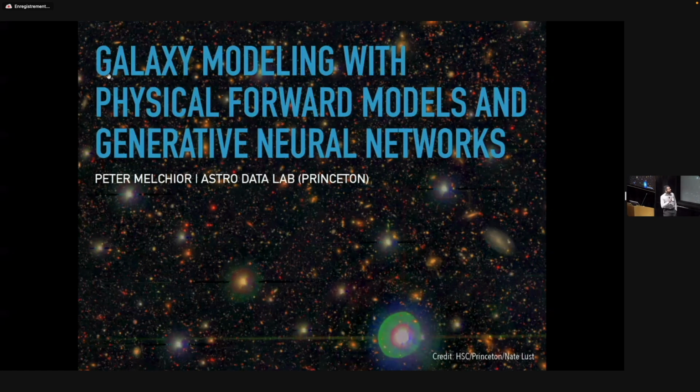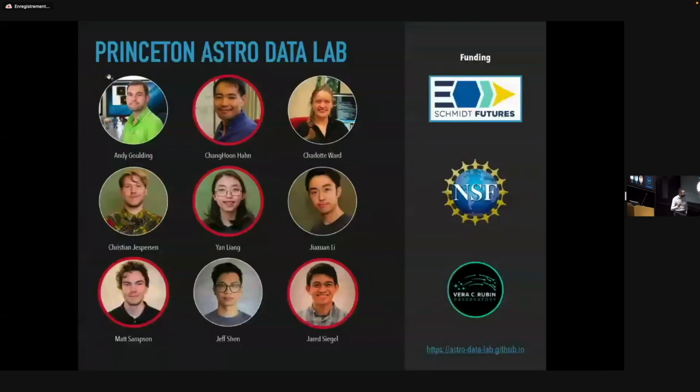I will be talking about galaxy models, and this is the work of my group, the Princeton Data Lab. The people who have most contributed to what I'm showing today are circled in red, and so I'll show several of the examples of what we are doing in the lab.